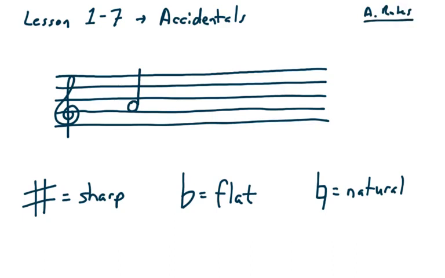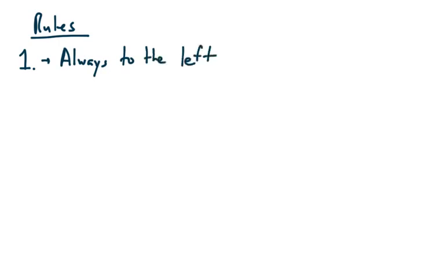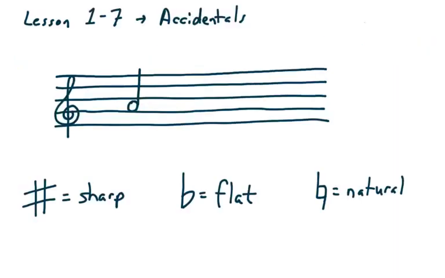Okay, now, accidental rules. Matter of fact, we're going to try something. Let's see if this works. Okay, rules. Number 1, always to the left of the circle of the note. Okay? So, if I'm going to place one of these, it means I'm going to place it to the left of the note. Now, that is a sharp.